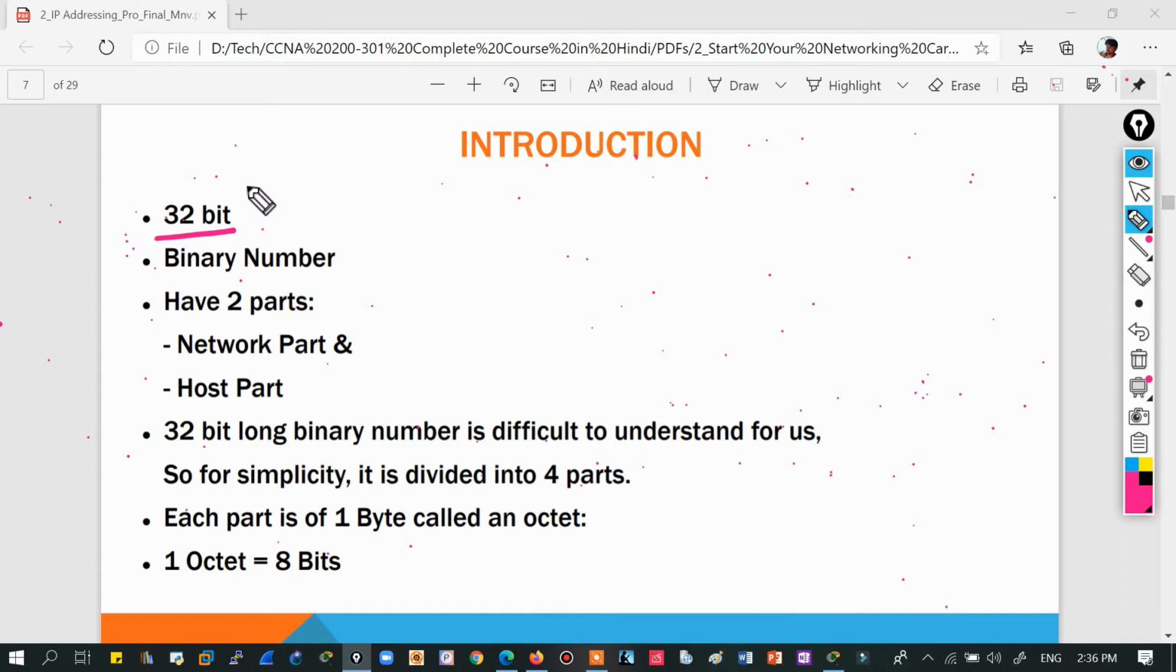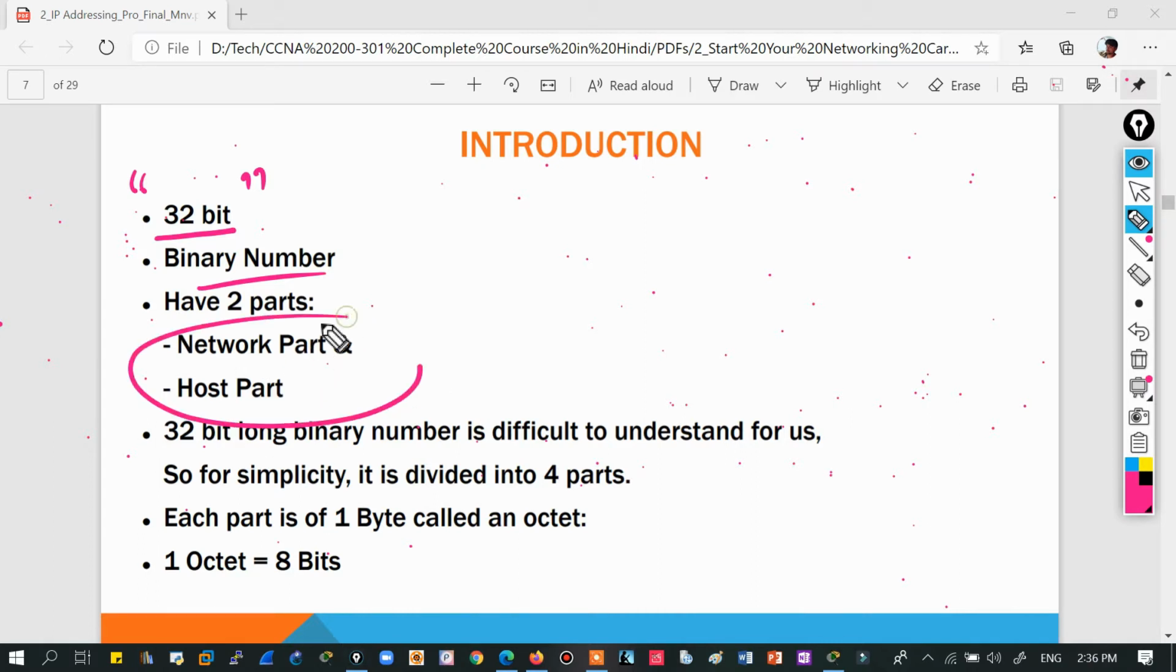If you are not able to answer this in any interview, then it's a very bad impression. IP, MAC and your port number, so these address lengths should be memorized by you guys. It's supposed to be. Then yes, it is a binary number. Okay, it has two parts.